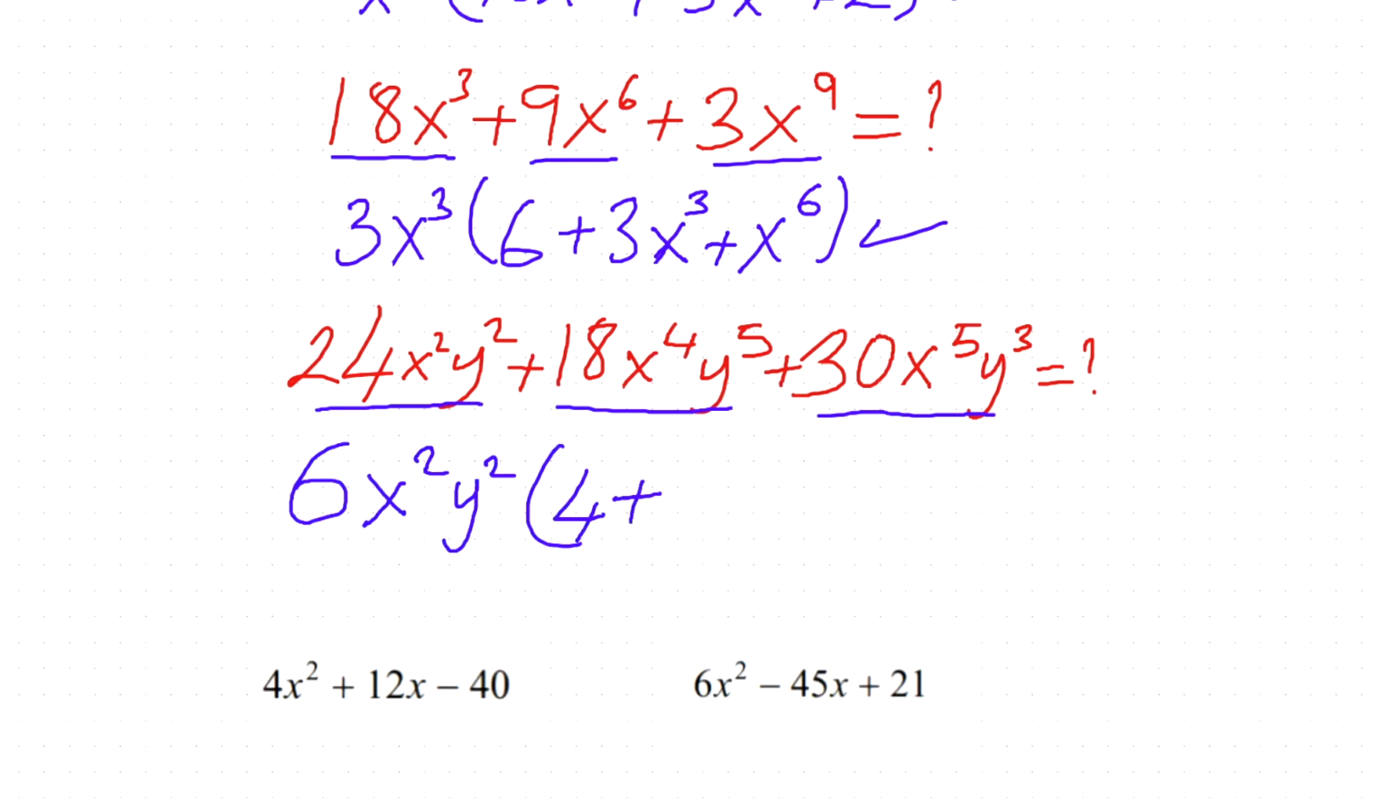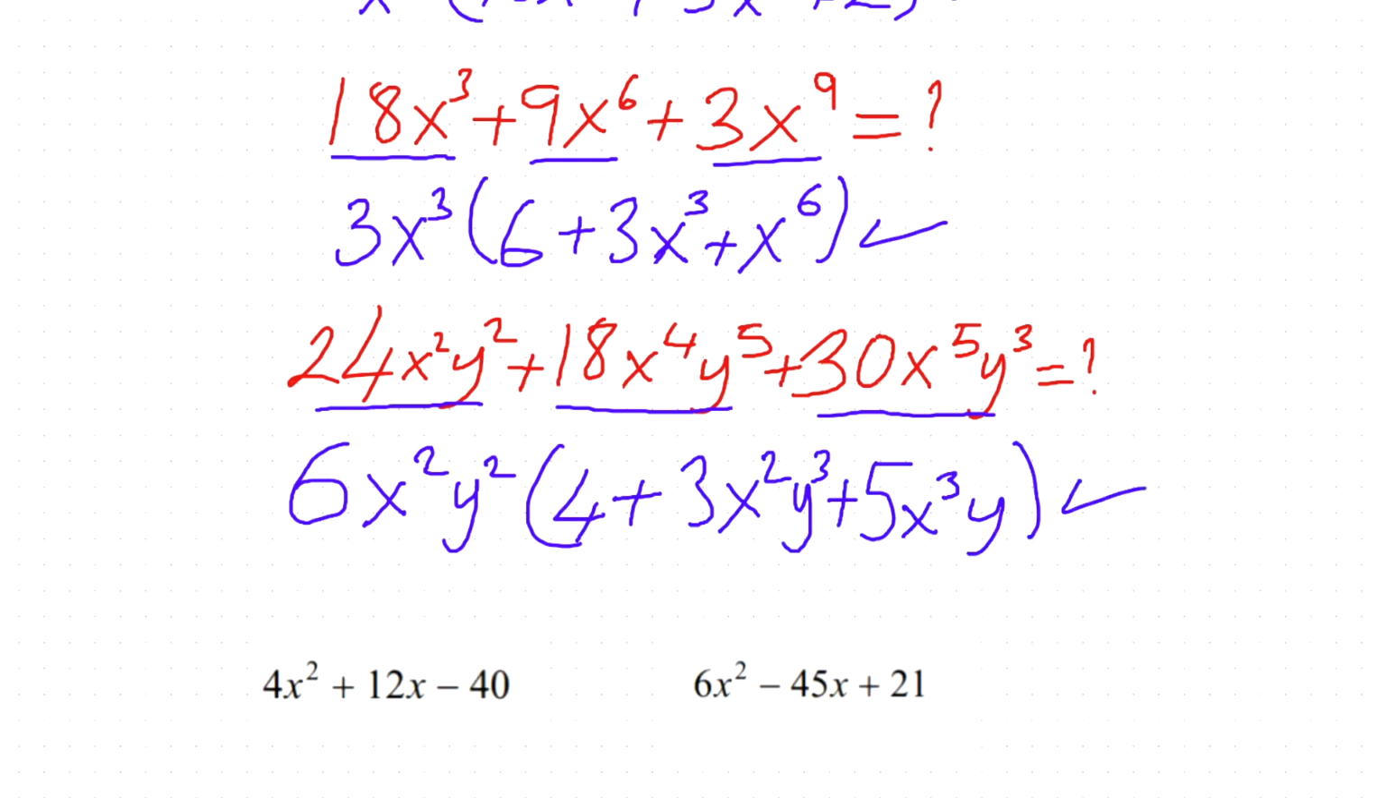18, same thing for y squared, because 18 divided by 6 is 3. X to the power of 4 divided by x squared is x squared. Y to the power of 5 over y squared is y cubed, plus 30 over 6 is 5, x cubed, y will be your answer for this question.